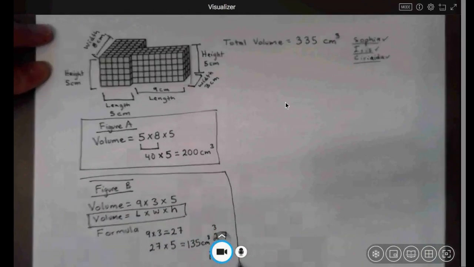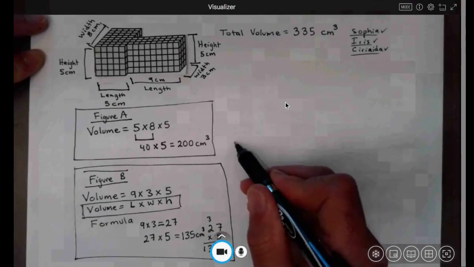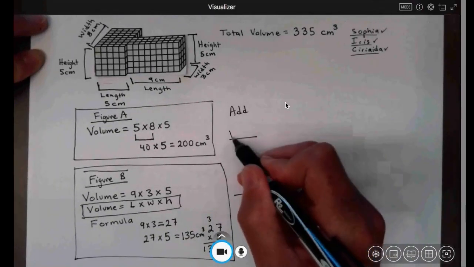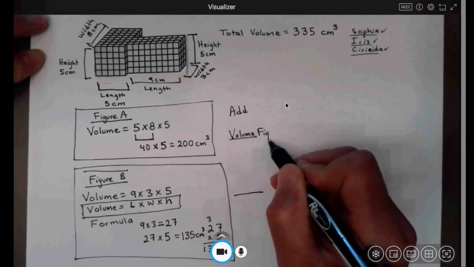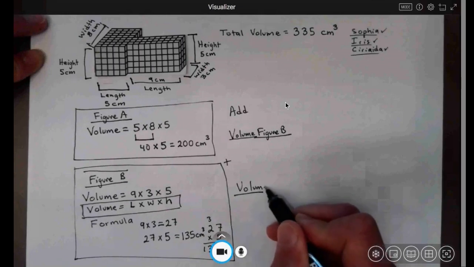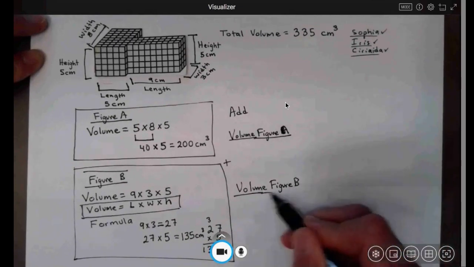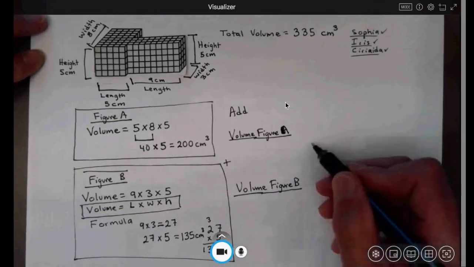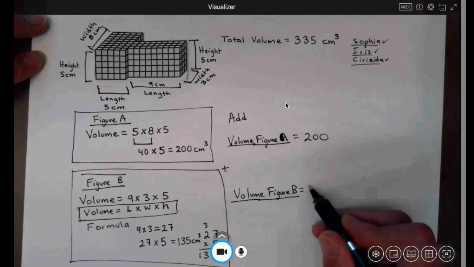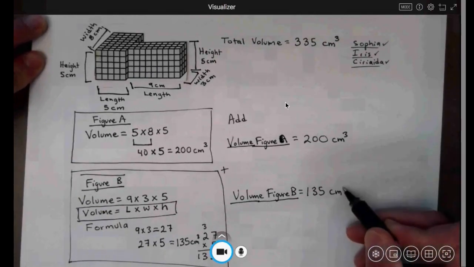So we're going to use the same process that we did here. And this one, we extended it. And so then what do you do? You add the volume we got from figure A to figure B. Okay. The volume for figure A was 200, right? Yep. And then the volume for figure B was? 135. Okay. And I forgot to mention cubic centimeters, because you did that.